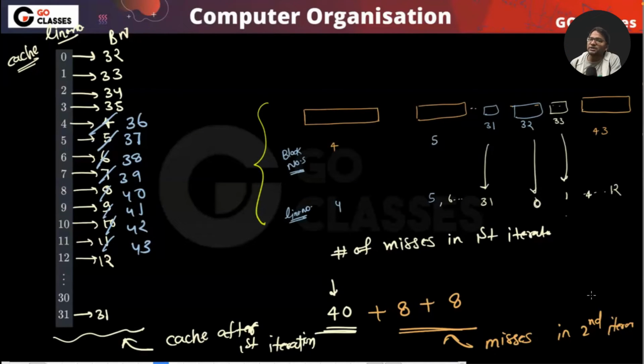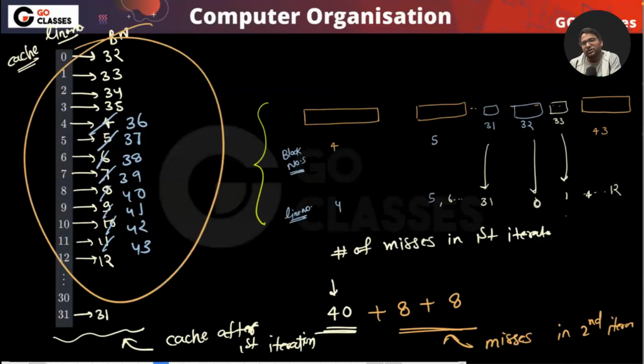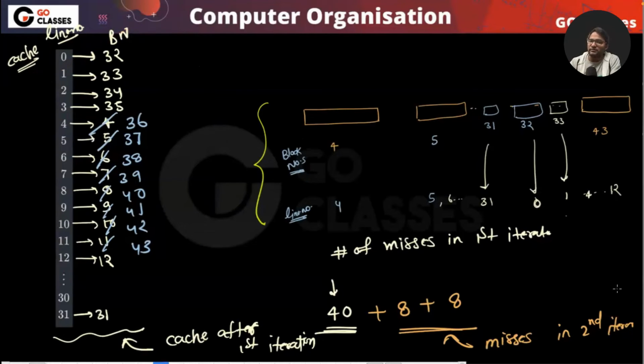So after the second iteration, how does the cache look? Exactly the same, right? After the second iteration also, the cache will look exactly the same. Because this will get replaced with 4, 5, then again at the last, it will get replaced with 36, 37 like this, right? So after the second iteration also, the cache will look like this.